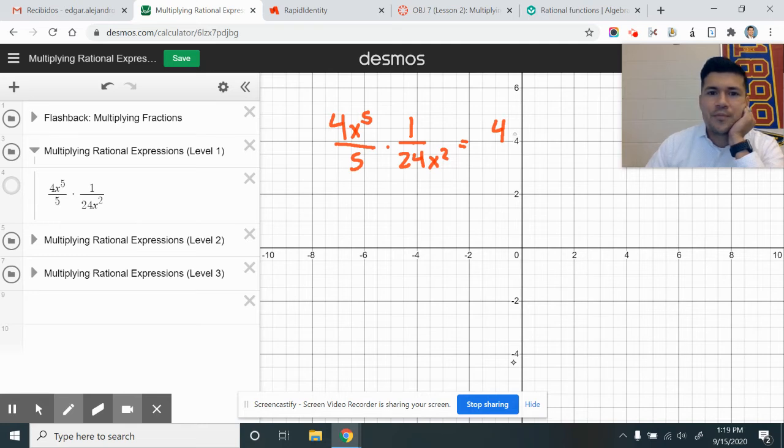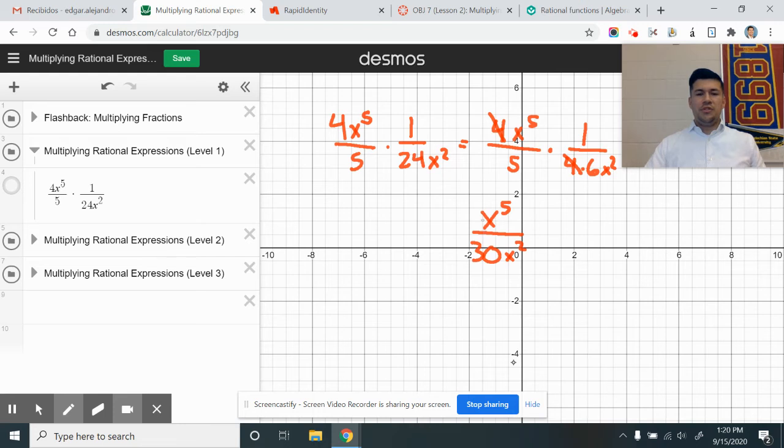So 4x to the 5th over 5. Well, 5 just doesn't factor. Times 1 over, and 24, let's call it 4 times 6x squared. So I very quickly see that this cancels, and now I can multiply straight across. So I have x to the 5th over 30x squared. You notice doing it that way, I don't have to worry about how I reduce. If I factor, I can cancel.